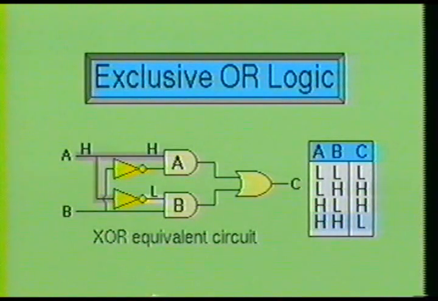When input A is made high, it feeds a high signal into gate A and a low signal into gate B. And when input B is made high, it feeds the second half of gate B with a high signal and the second half of gate A with a low signal.